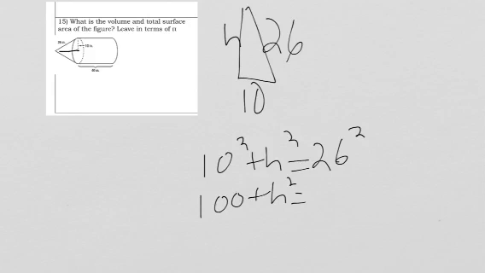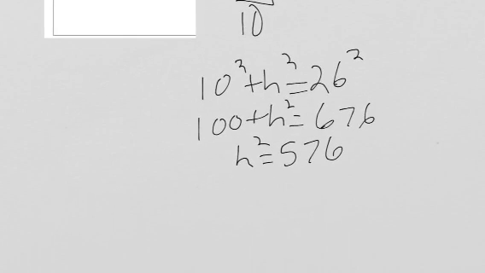26 squared, that is 676. I'm guessing this is going to be a perfect square. H squared equals 576. I'm pretty sure that's like 24 squared. Let's find out. Square root of 576. That's 24. Okay, good. So h is equal to 24.